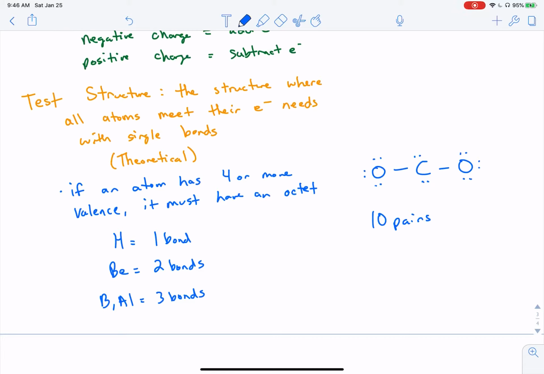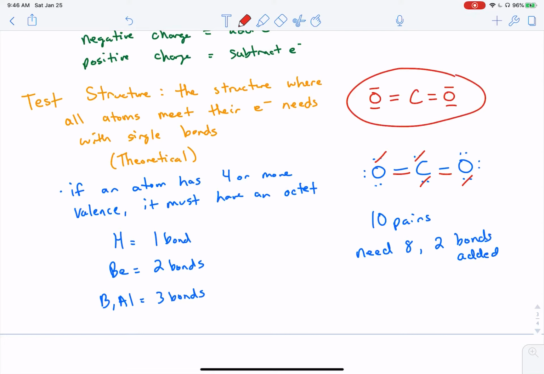So because you have 10 pairs and you need 8, you have to add 2 bonds in your structure and replace some of those lone pairs with bonds. So what I'll do is I will take away these 2 pairs, draw this, take away 2 pairs, and draw this. So my overall structure is this. I did my math, and I did my test structure, and I had to make them match. Whenever you have more pairs than you should have, you have to add bonds.